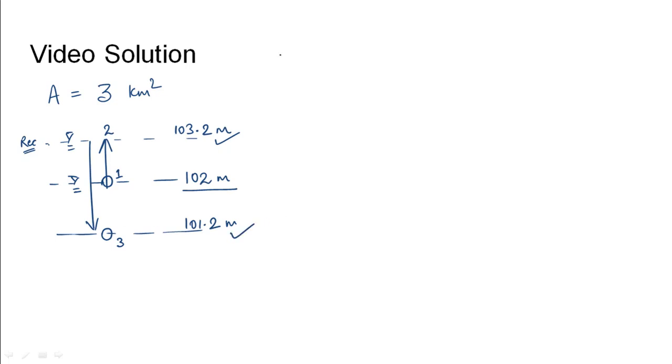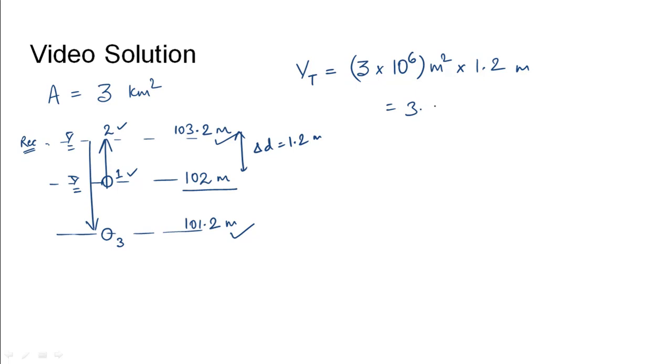So firstly we will calculate the total volume of the aquifer when it goes up from 1 to 2. The total volume will be Vt equals, the area is 3 km square, so it will be multiplied with 10 to the power 6 to convert it to square meters, into the change of depth between these two levels, which will be 1.2 meters, into 1.2. This would give it to be 3.6 into 10 to the power 6 meter cube. This can be written as 3.6 million meter cube.